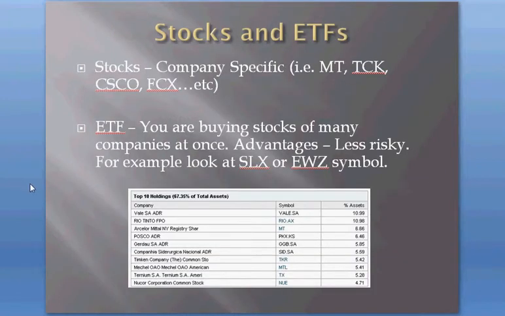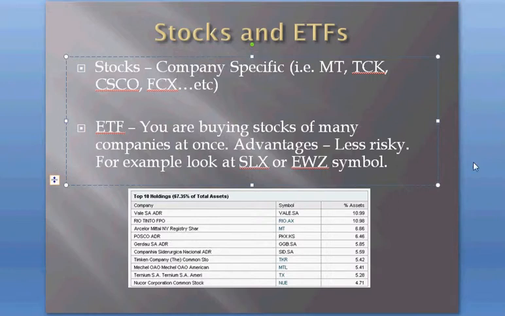Stocks or ETFs. Stocks belong to a specific company. For example, ArcelorMittal or TCK, Cisco Systems, Freeport-McMoRan. This FCX is a copper and gold company. So that's the ticker symbol, FCX.